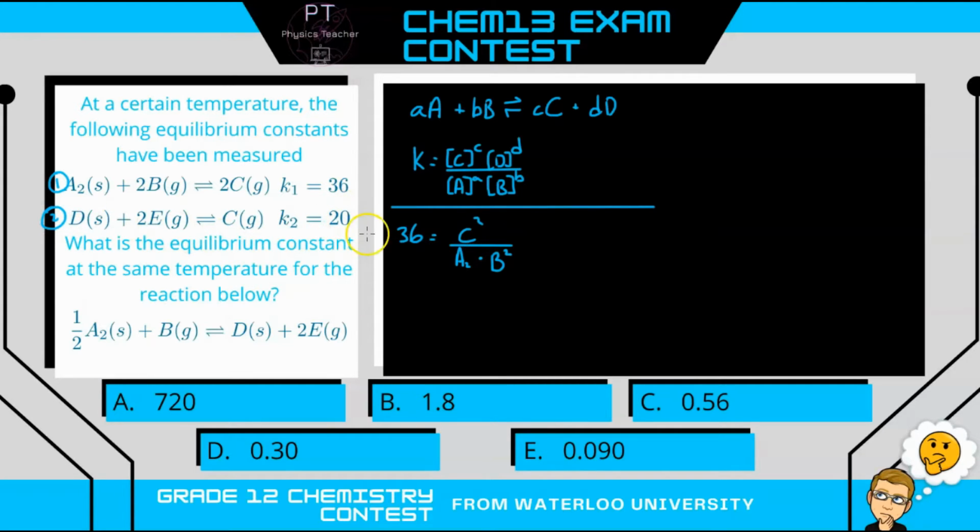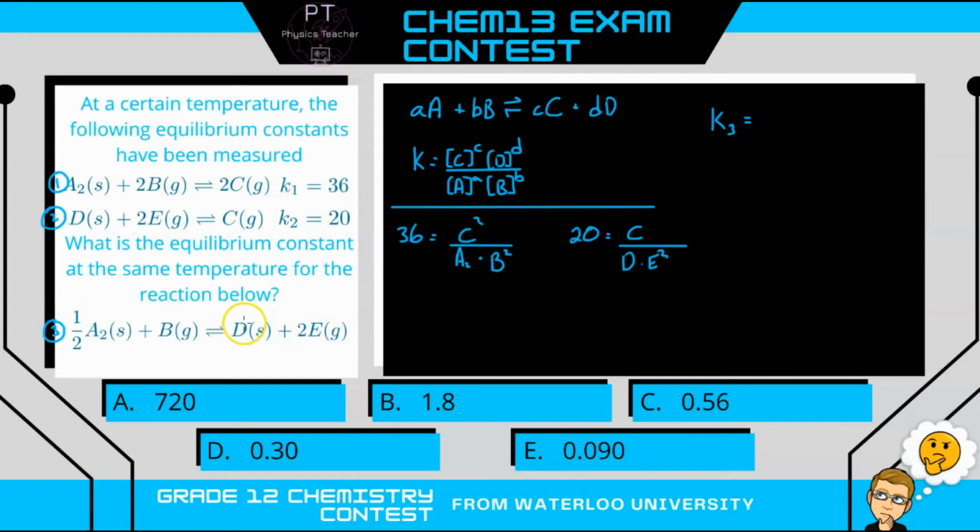Let's do the same thing for equation 2. So its equilibrium constant is 20, which will equal C to the power of 1 all over D to the power of 1 and E to the power of 2, like so. And finally, we'll do the same thing for our third equation, but we don't know what its constant is, so we're just going to write it as K3.